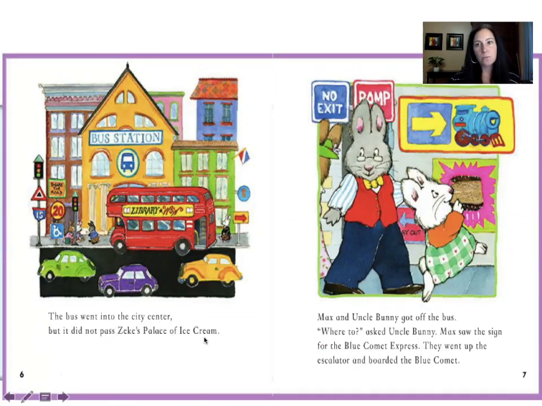Oh no. So did the bus make it to Zeke's Palace of Ice Cream? No, the author tells me that it went in the city, and the illustration also shows me all the tall buildings in the city and the stoplights and all of the animals and even other types of transportation. Let's see what happens next.